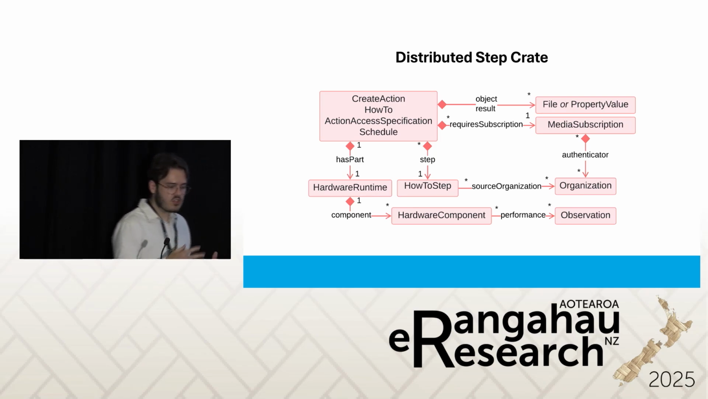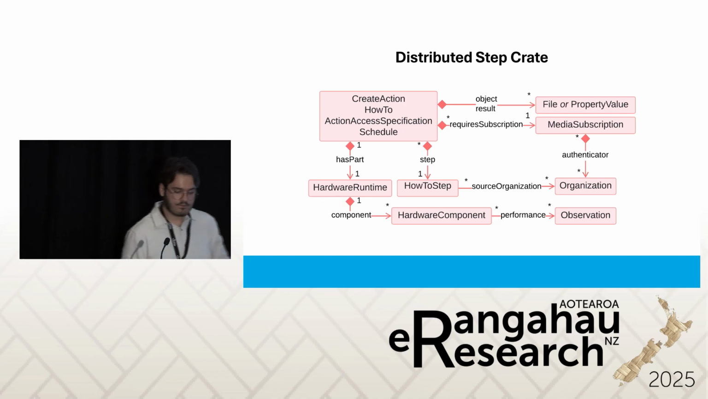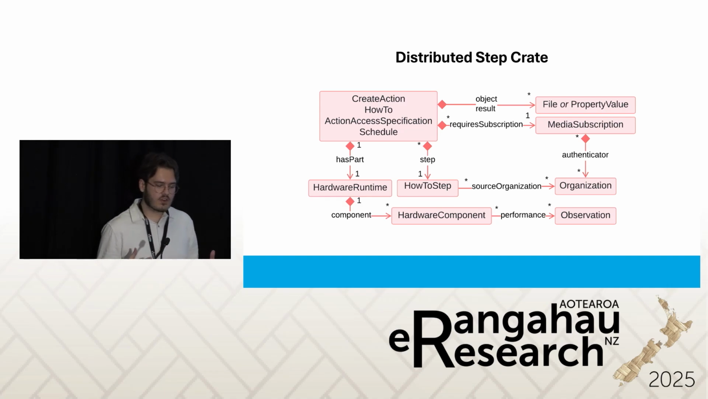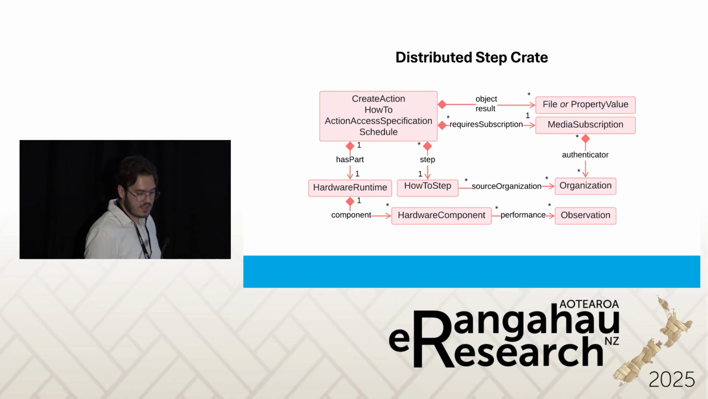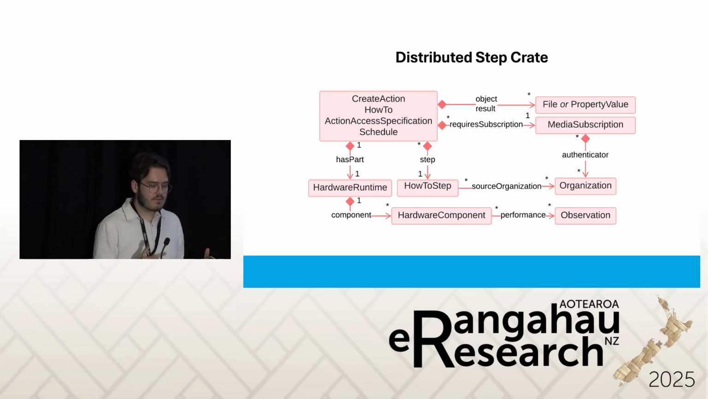It's designed to be consumed by the larger provenance run crate model at the end of the workflow's execution. The subcrate profile describes the outputs and results of a step, subscription requirements for access to that compute, and hardware runtime information and performance data. Finally, we encode some position data in the how-to step entity, which becomes important when we come back to reincorporate a set of these distributed step crates with its parent provenance run crate. Without that information, we wouldn't know which prospective entities to align this retrospective provenance with.